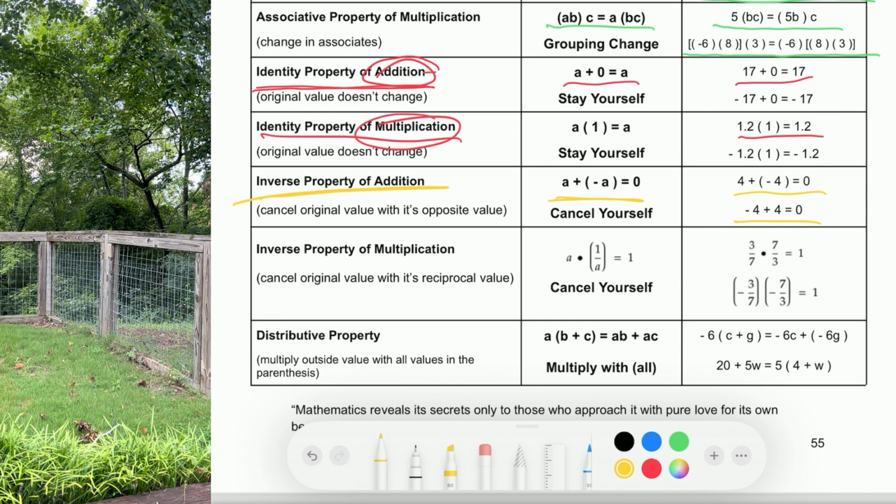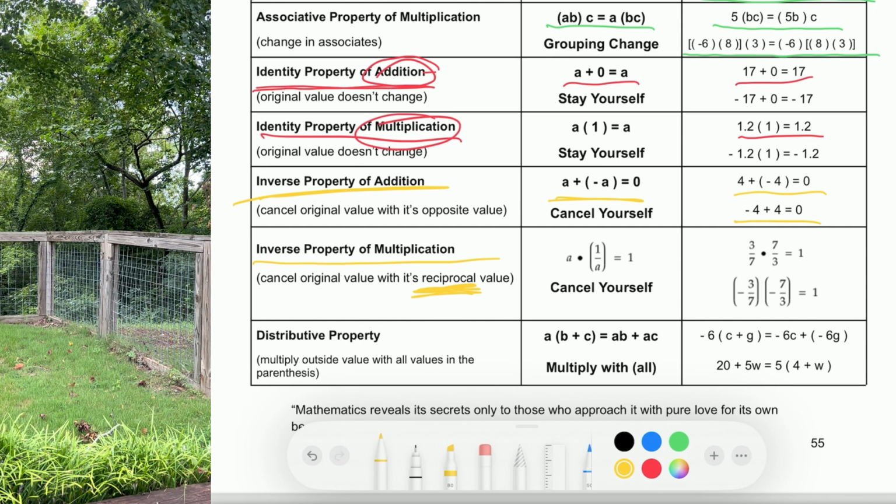This will be very important later when we start solving equations with variables to find the value of those variables. That's why the inverse property of addition is so important. All right, so the inverse property of multiplication is another important one. So we're going to cancel the original value with its reciprocal value.